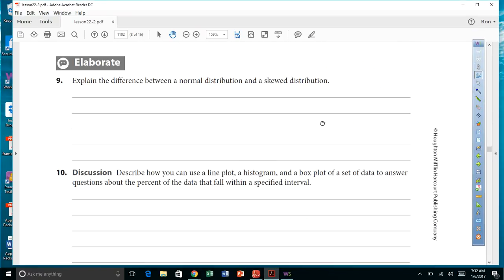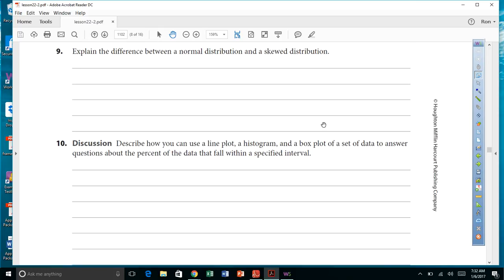Good. Number 9, explain the difference between a normal distribution and a skewed distribution. Well, a normal distribution is mound-shaped with two symmetrical tails. The mean and median of a normal distribution are equal or almost equal. A skewed distribution is also mound-shaped, but one tail is noticeably longer than the other. The mean is usually greater than the median in a right skewed distribution and less than the median in a left skewed distribution.